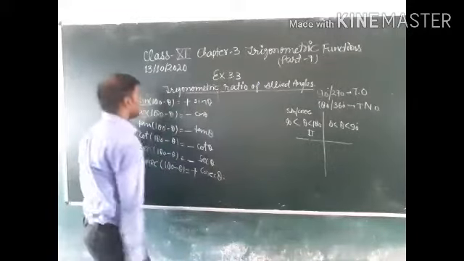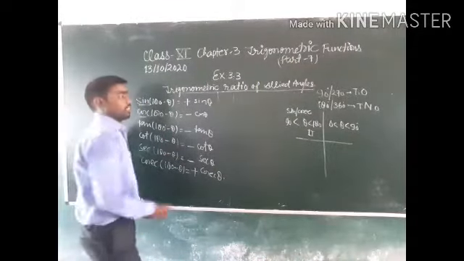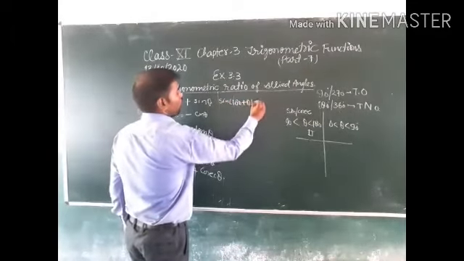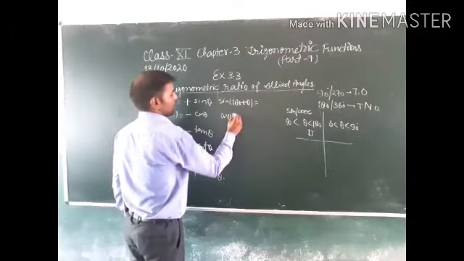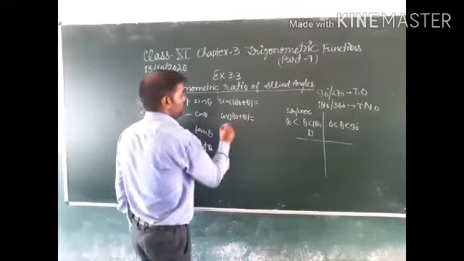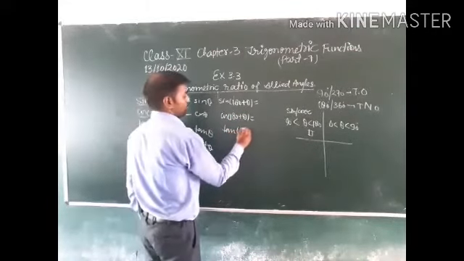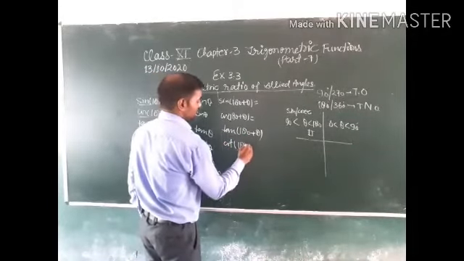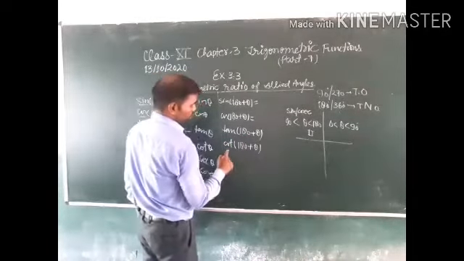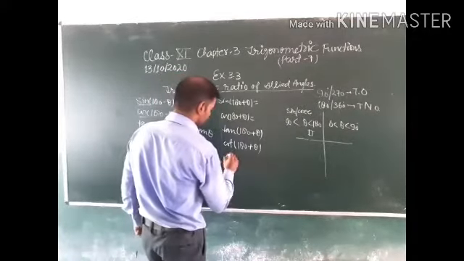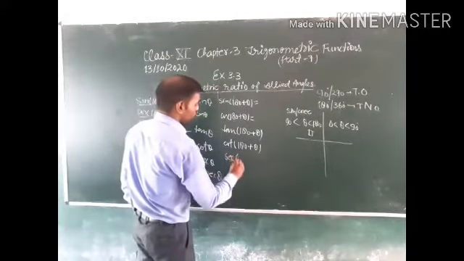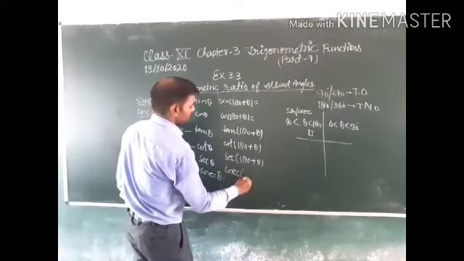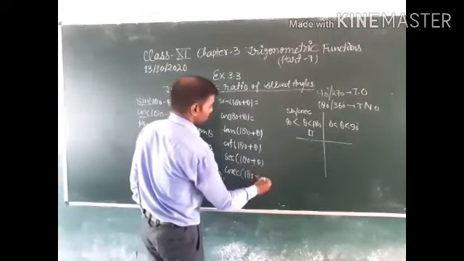Now we write sin 180 plus theta, cos 180 plus theta, tan 180 plus theta, cot 180 plus theta, sec 180 plus theta, and cosec 180 plus theta.